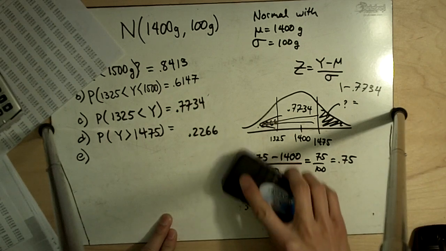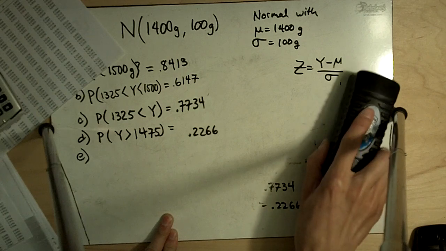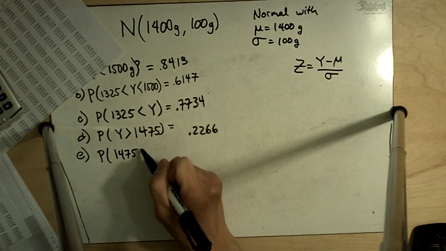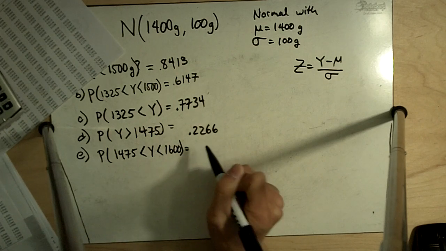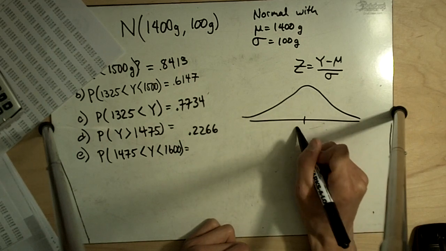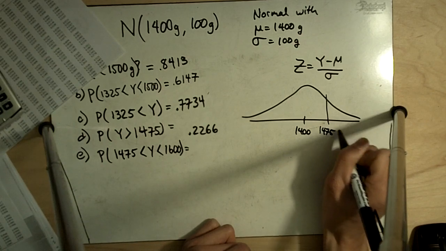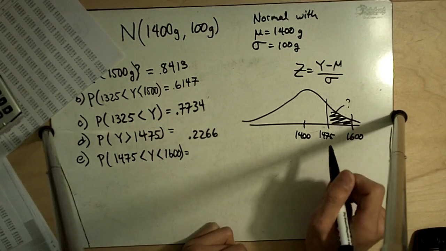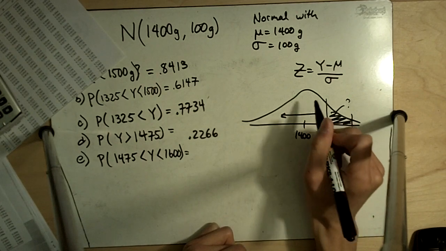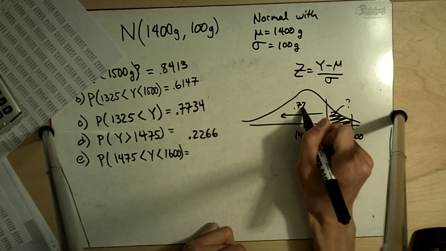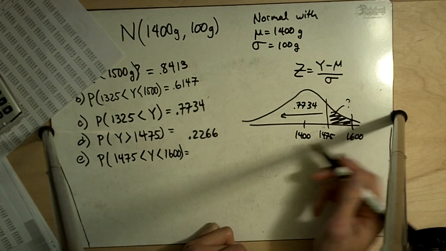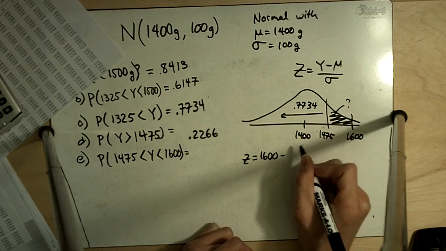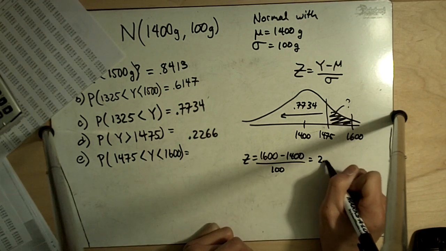E asks, what is the probability of being between 1475 and 1600? So in this picture, we're centered at 1400, and we want to find 1475 and 1600, and we want to know what is in there. Okay, so from before, we know that the area to the left of 1475 is 0.7734. And so we just need to find the area to the left of 1600 and then take the difference. So to find the area to the left of 1600, we do z equals 1600 minus 1400 divided by 100, and we get 2.00.